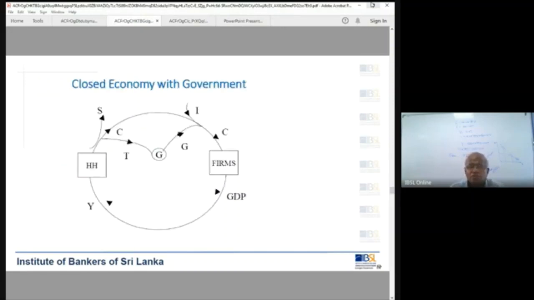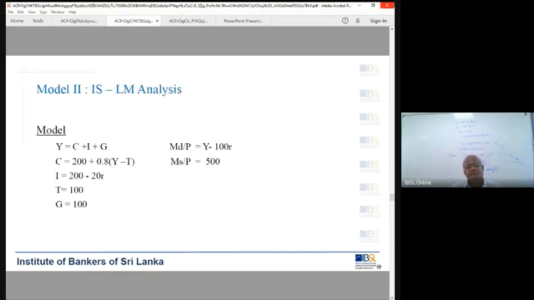Now the closed economy with government. In the earlier model, the closed economy without government, we derived the IS curve, derived the LM curve, and derived the equilibrium income and interest rate. Then we discussed the shifters of IS-LM. Now we are going to move to the other economy model, the closed economy with government. In most cases in the examination, they ask questions from this model. The open economy model is there, but they mostly ask this one, where IS is C plus I plus G. Earlier it was C plus I.